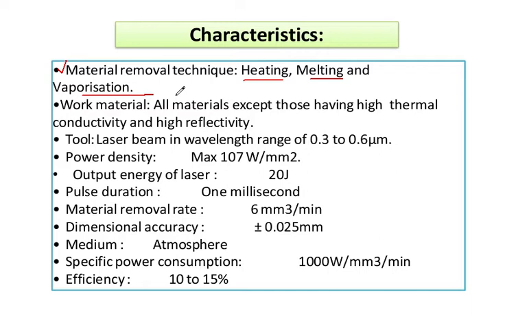Now the second characteristic is the work material. What type of material are you going to prefer? You can go with all materials except those having high thermal conductivity and high reflectivity. So laser beam machining is able to machine many materials, but it still has some limitations. Materials having high thermal conductivity and high reflectivity are avoided.